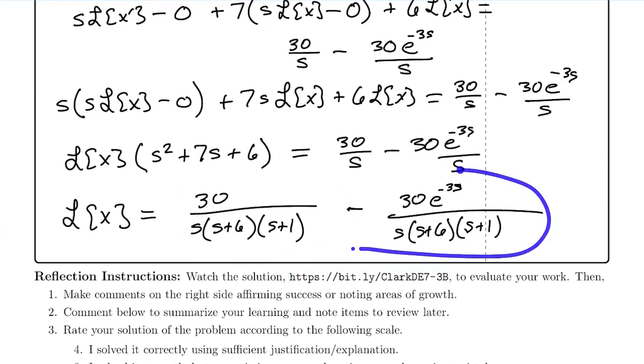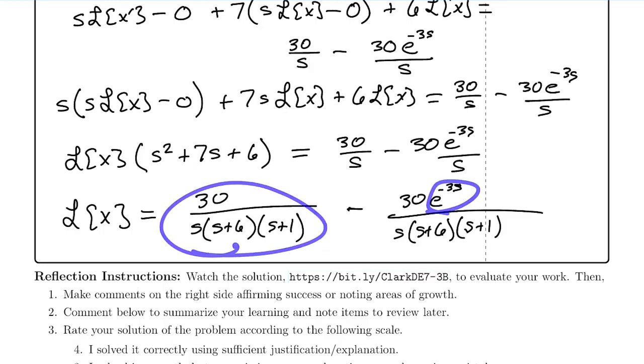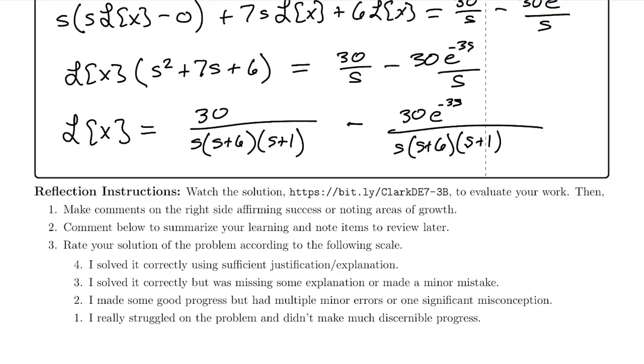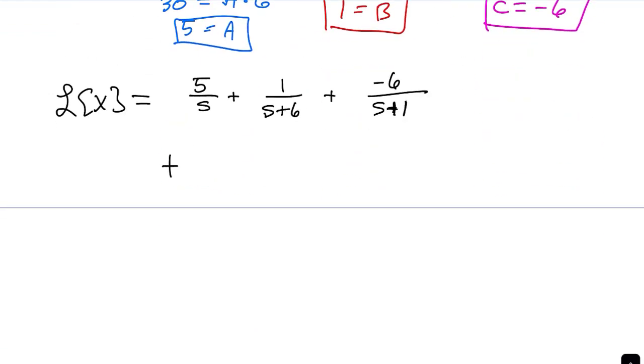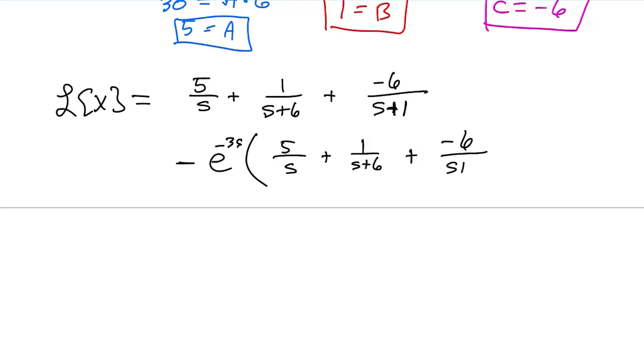But this one is exactly the same. It's the same 30. It's just negative, and it's multiplied by e to the minus 3s. So what we can do is we can subtract this same thing and just multiply by e to the minus 3s. Okay? So if we also write down minus e to the minus 3s times the self-same 5 over s plus 1 over s plus 6 plus negative 6 over s plus 1.